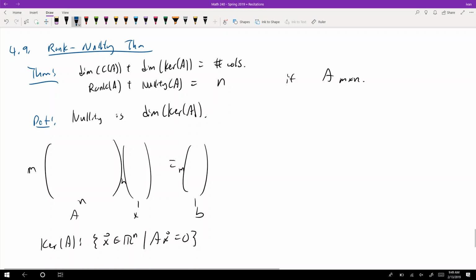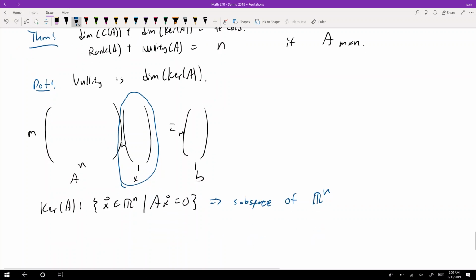What is the kernel a subspace of? Any idea? Anyone? It's R something. Is it R^n or R^m? It's R^n. The set notation kind of gives it away. Also, your kernel is your x vectors that make Ax equal 0, so this is a subspace of R^n.